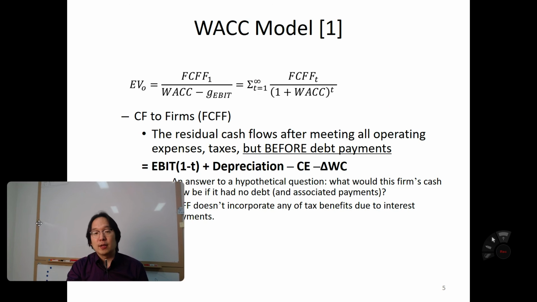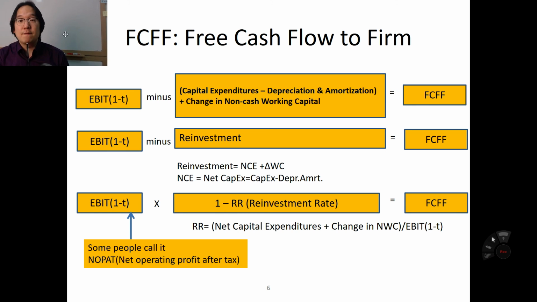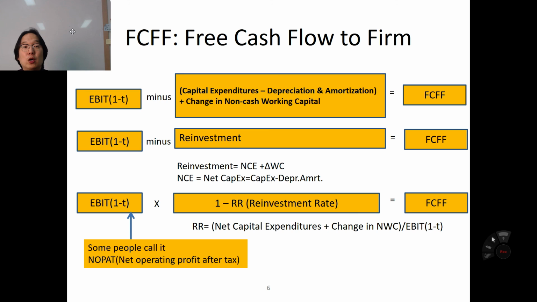WACC model, okay? Once you get the free cash flow to firm, what do you do? Discount it at the weighted average cost of capital, right? WACC. This is the residual cash flow after meeting all the obligations. So it's self-evident. Just go ahead and read it. FCFF, free cash flow to firm. How do you compute or estimate this one? Again, we start from the same thing: after tax operating income, or NOPAT. And then our final destination is FCFF.